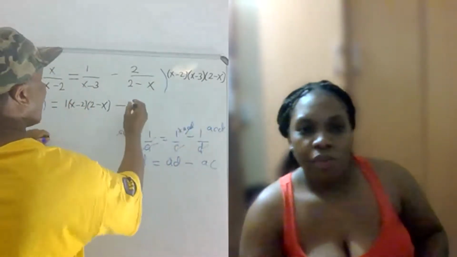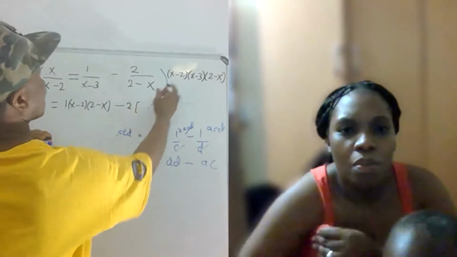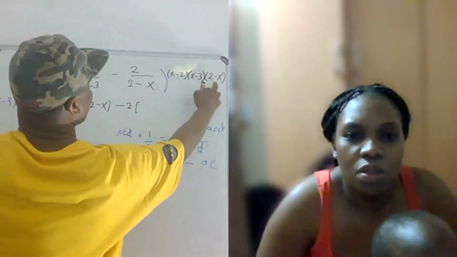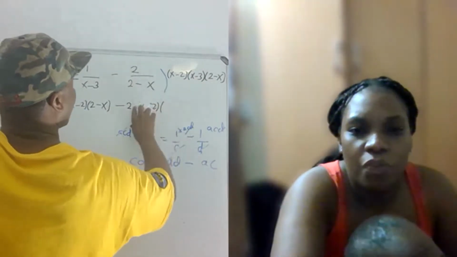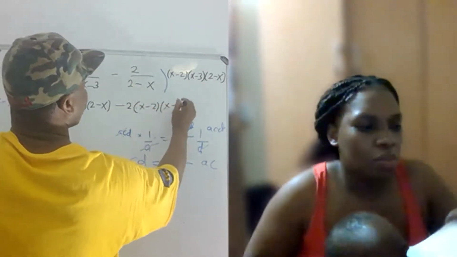So it's going to be x. We have a 2 here. And then we have this and this go. So it's going to be x minus 2, because we got 2 here, right? And then another one is x minus 3.